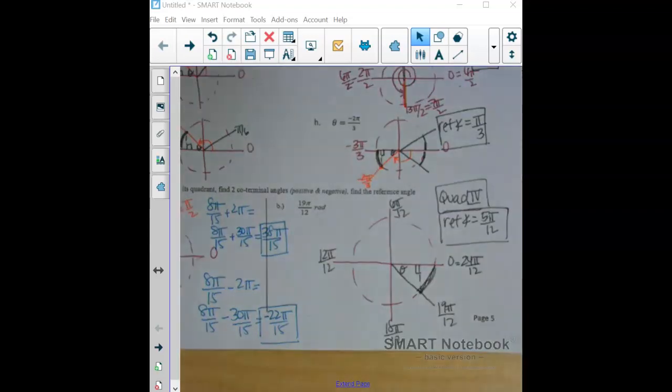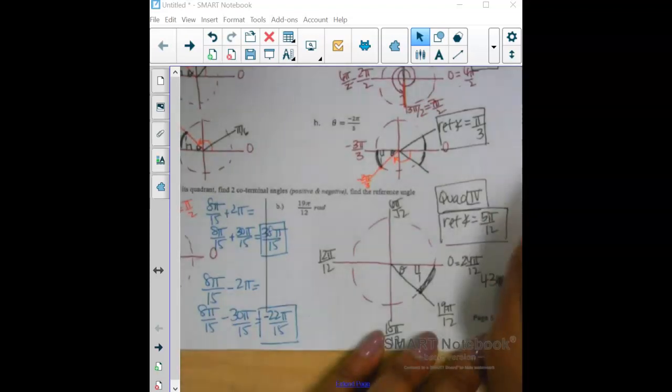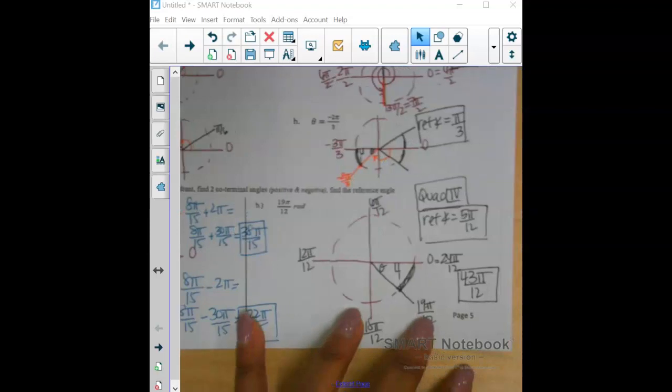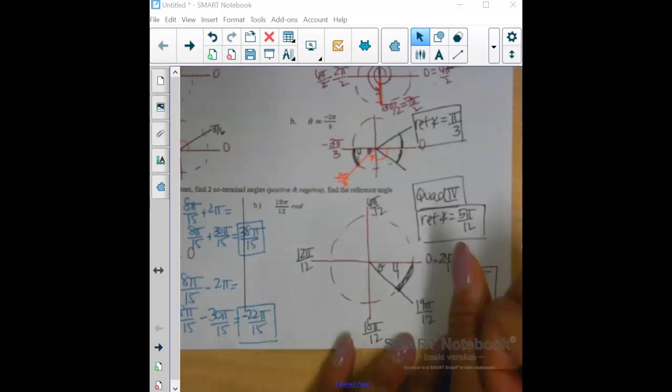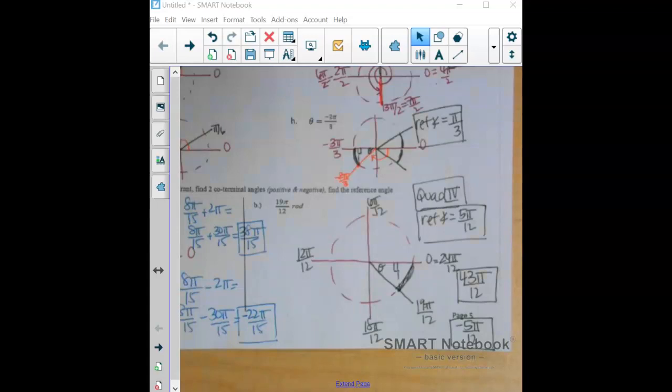All right, Jacqueline, give me a positive coterminal angle. 43 pi over 12, so this is your positive coterminal angle, 43 pi over 12. Just add 2 pi to this. And then, Jorge, what's your negative coterminal angle? Negative 5 pi. You're good. That's it. Those are the exact ones I have.